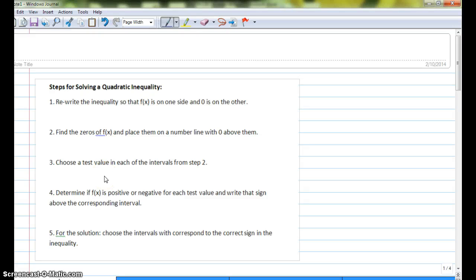Hi, in this video we're going to finish up the notes for 2.4 and we're going to talk about solving a quadratic inequality. So an inequality when we have an x squared term. So here are the directions we have in our notes.